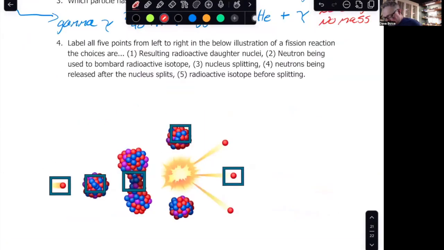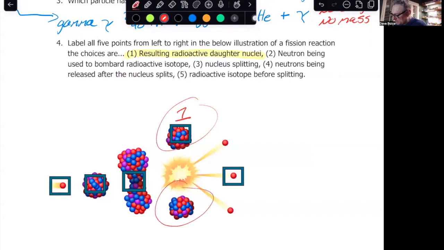Okay, last question, and then we are done with our entire review. How cool is that? I want to label the points from left to right in the illustration below. First one, resulting radioactive daughter nuclei. Well, I've got that right here. After the split, I have two daughter nuclei, if you want to call them that, so 1 and 2. So there you go, the resulting radioactive nuclei. That's this box right here.